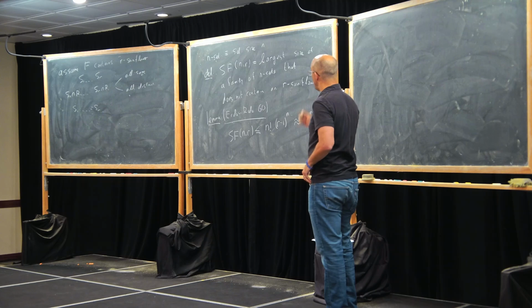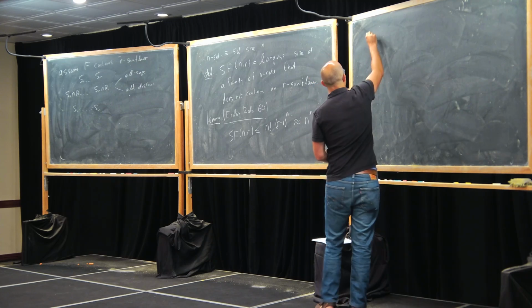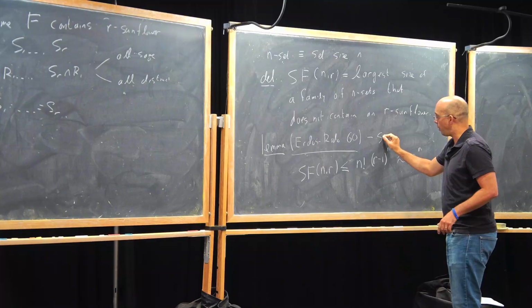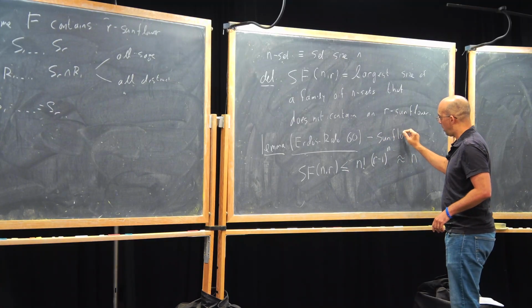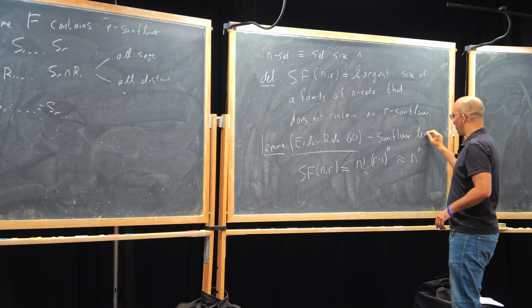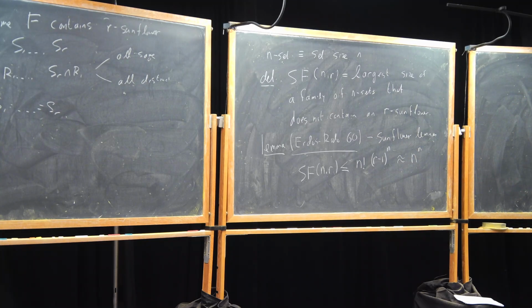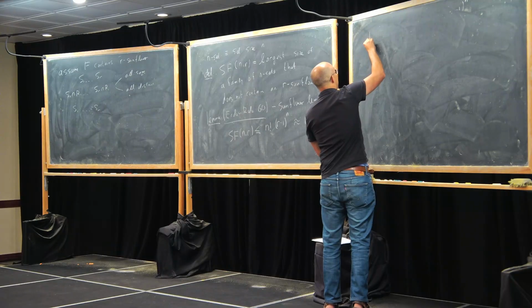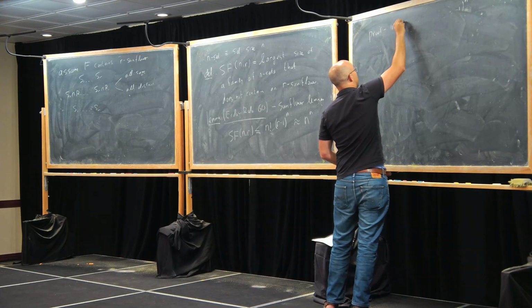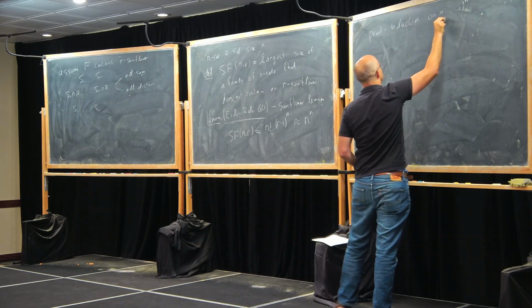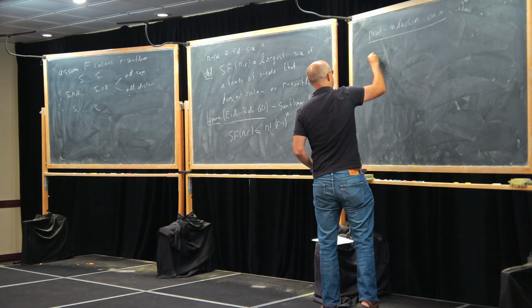OK, so we want to prove this lemma. This is, by the way, called the sunflower lemma. So if you look at the literature, when people talk about the sunflower lemma, they're talking about this lemma. So the proof is going to be basically by induction on n.